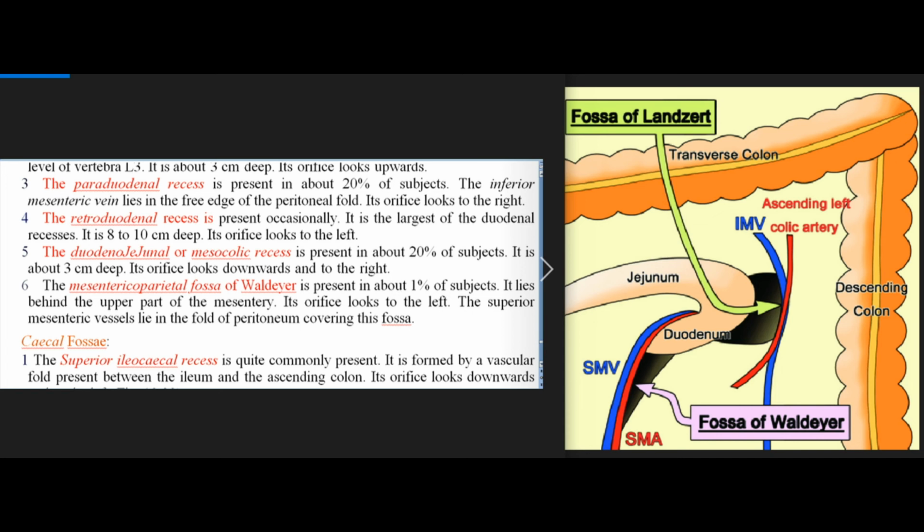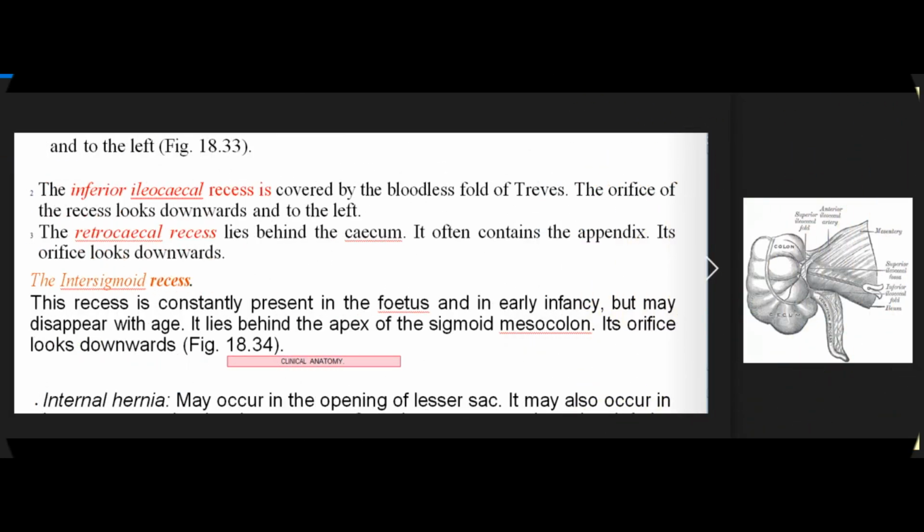6. The mesenterico-parietal fossa of Waldeyer is present in about 1% of subjects. It lies behind the upper part of the mesentery. Its orifice looks to the left. The superior mesenteric vessels lie in the fold of peritoneum covering this fossa.